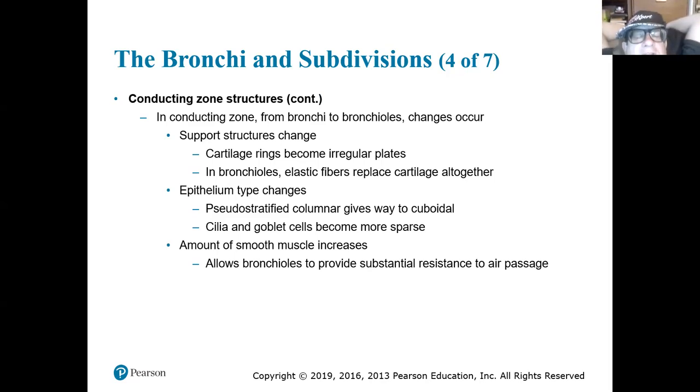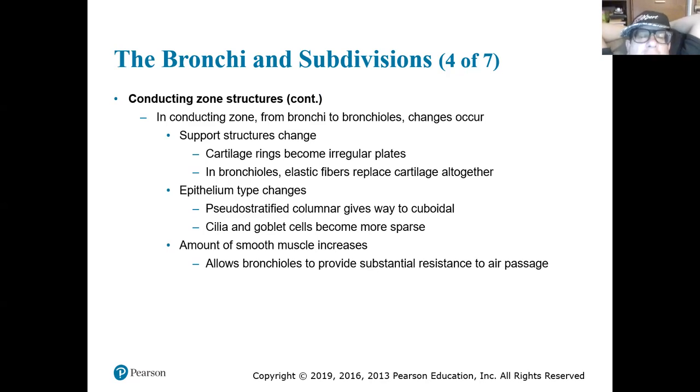The epithelium is going to change. You're going to go from pseudostratified columnar to cuboidal. Cilia and goblet cells become more sparse. What that means, if you think about it, is you're making less mucus and have fewer cells to move the mucus around. In other words, most of the stuff that you keep out, you catch in the upper part of the conducting zone.